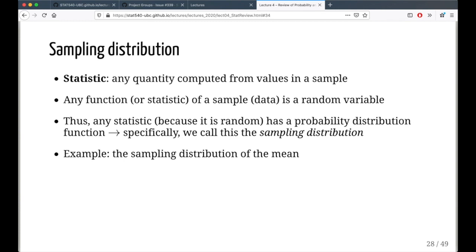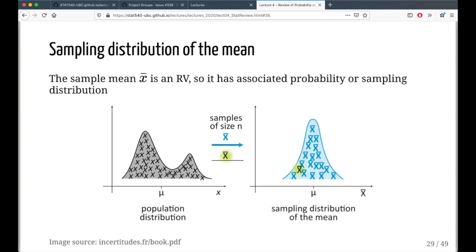So an example that we're going to talk about in the next several slides is the sampling distribution of the mean. So again, the mean is a statistic. It has an associated distribution. So what do we mean by that? The sampling distribution of the mean is the distribution of the quantity, the mean, that we calculated from data. So the sample mean x bar, as we pointed out on the previous slide, is a random variable. So it has itself a probability or sampling distribution. That's what this figure is showing.